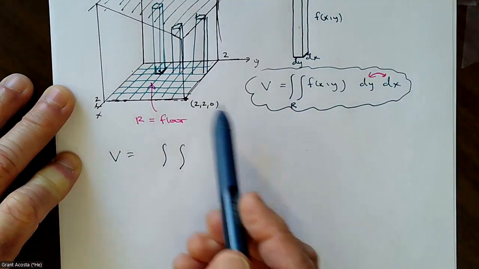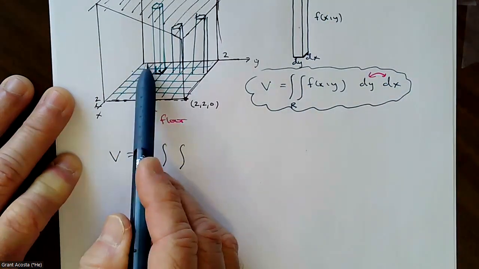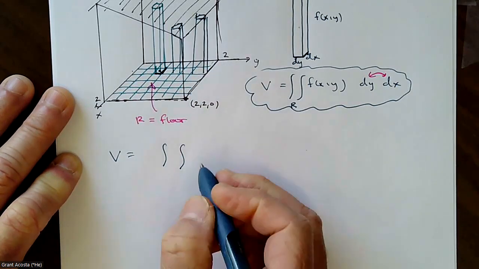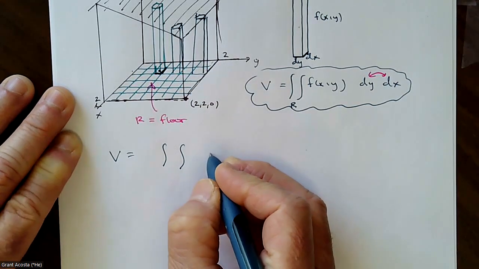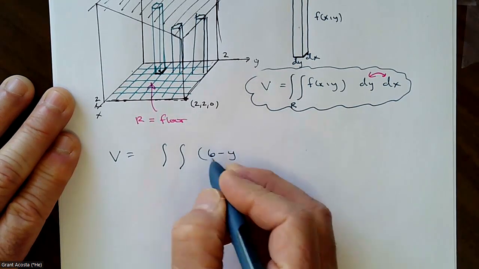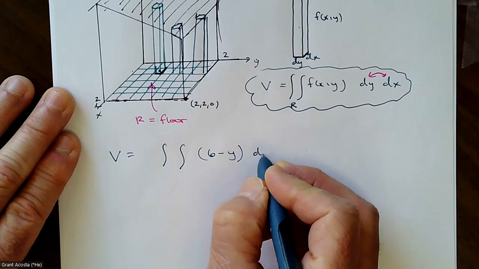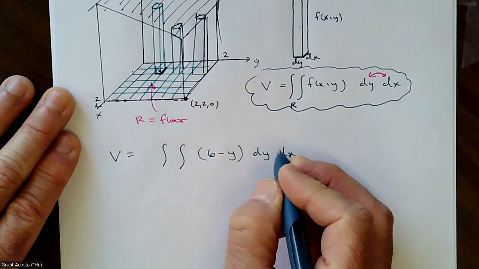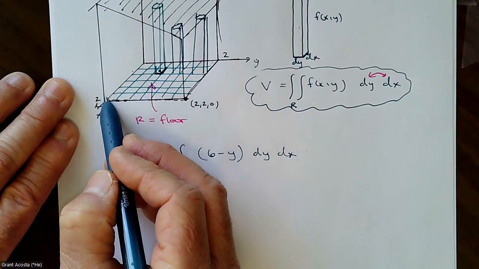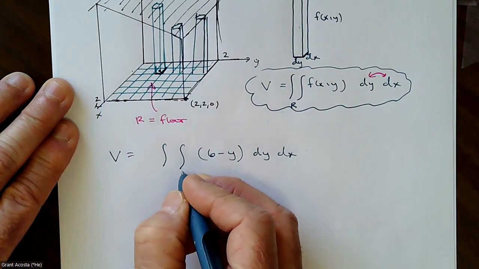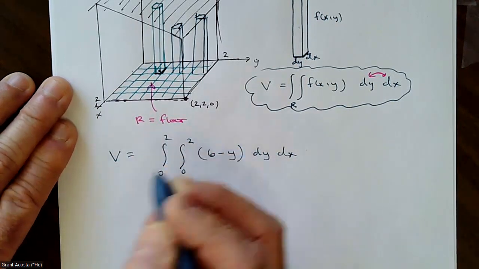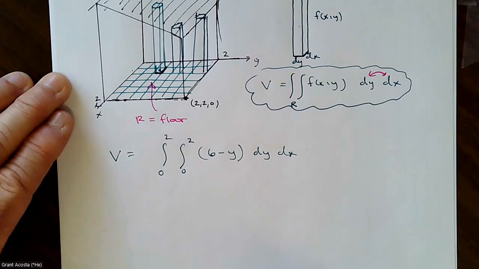Because my floor, my bounds for x and y, are just y goes from 0 to 2, x goes from 0 to 2, which are just constants, it doesn't really matter. So I'm just going to integrate f of xy, which is 6 minus y. That's giving me the heights of any one of those columns. And I'm going to do it dy dx, but you could do it with dx dy as well. And again, x is varying from 0 to 2, y is varying from 0 to 2. So for both of these, y is going from 0 to 2, and so is x.